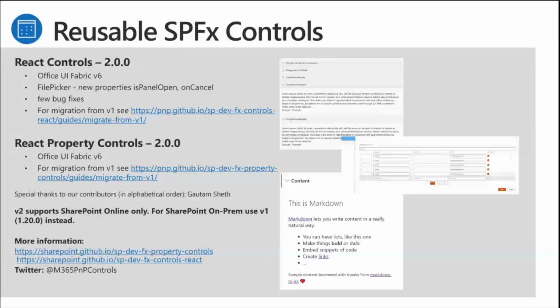The reusable controls, we've got the React Controls 2.0 is out and the Property Controls 2.0 is out. So those are now using the Office UI Fabric v6, improvements to the file picker, a few bug fixes, and for migration from v1, there's 2 links there to help you get migrated over to the new set of controls. Encourage you to check those out in your projects.